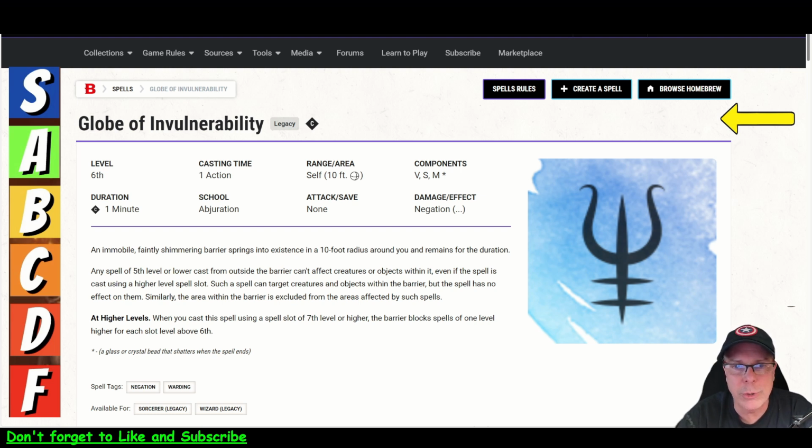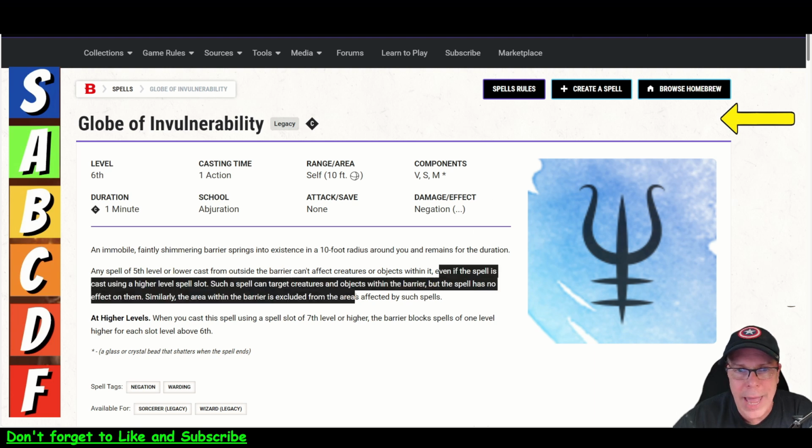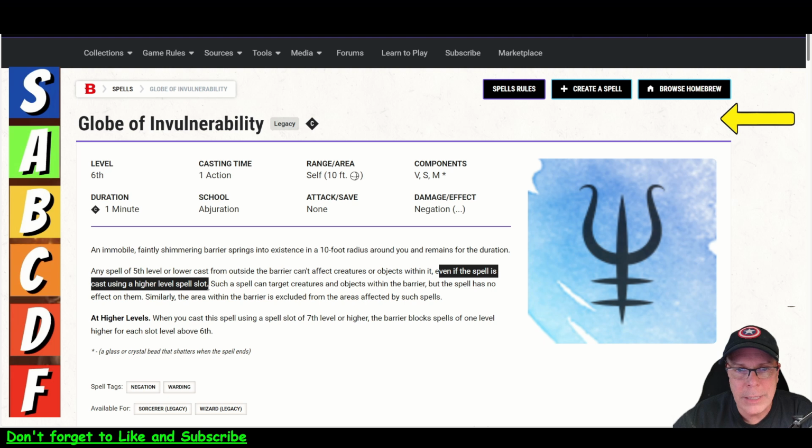A faintly shimmering barrier springs into existence in a 10-foot radius around you and remains there for the duration. Any spell of 5th level or lower cast from outside the barrier cannot affect creatures or objects within it, even if the spell is cast using a higher level spell slot. So let me highlight that right now because it's going to be important when we go over the 2024 version. Such a spell can target creatures and objects within the barrier, but the spell has no effect on them. Similarly, the area within the spell is excluded from the areas affected by such spells. Like if they cast a fireball outside the spell, then it works, but the radius doesn't go inside.